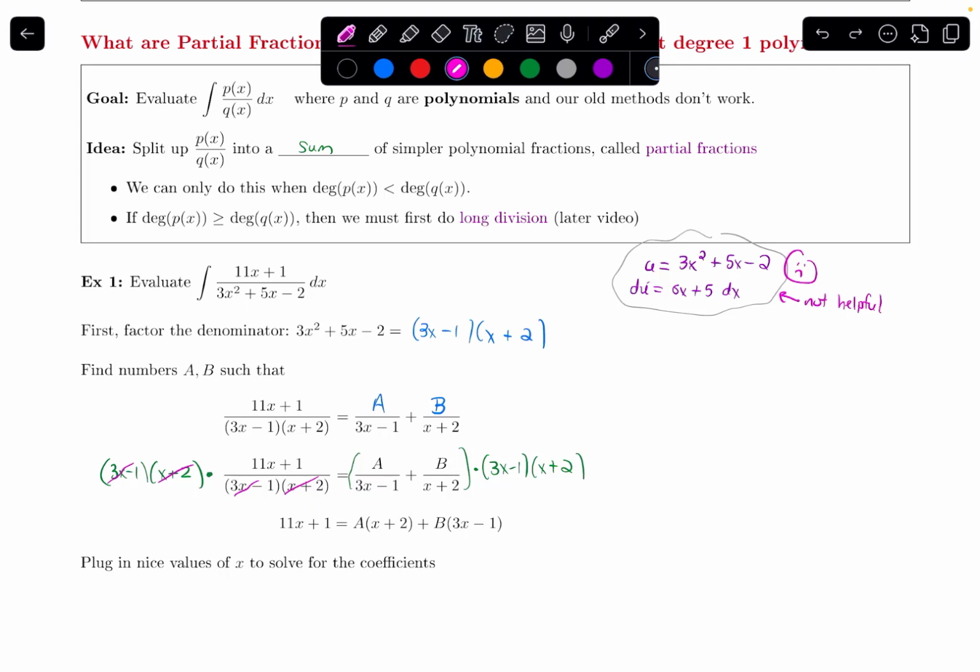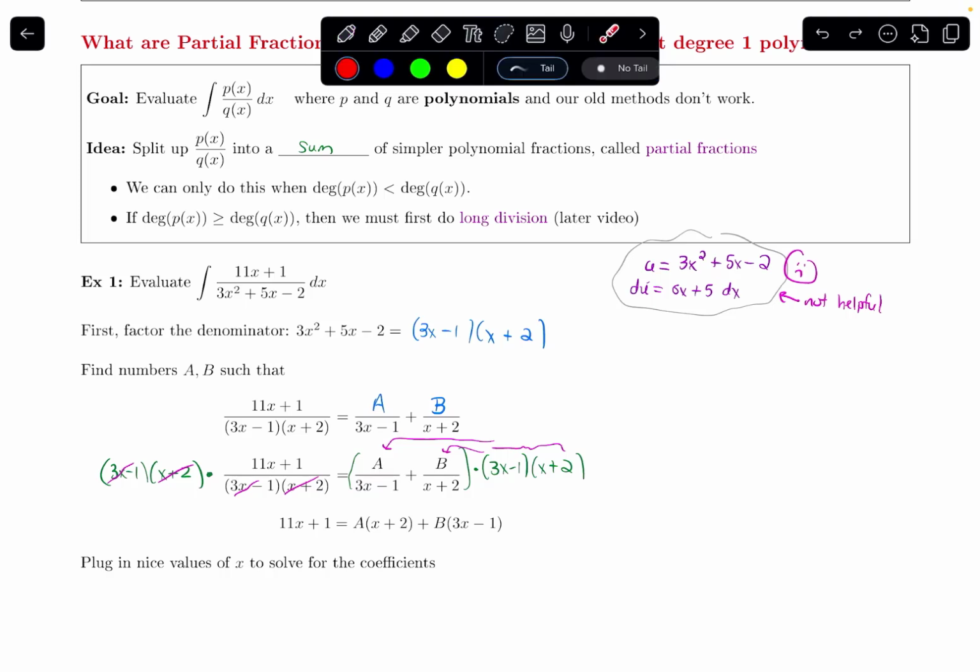On the right side, because these are being added together, we have to take this whole thing that I'm multiplying by and distribute it to the first fraction. That'll leave me with a times x plus 2. And distribute it to the second fraction, which will leave us with b times 3x minus 1. So this is nice because it gets rid of the denominators.